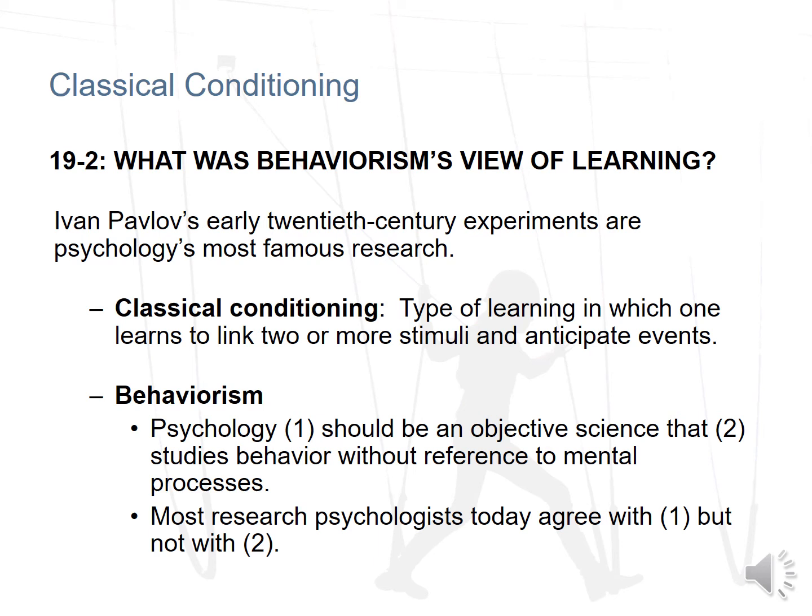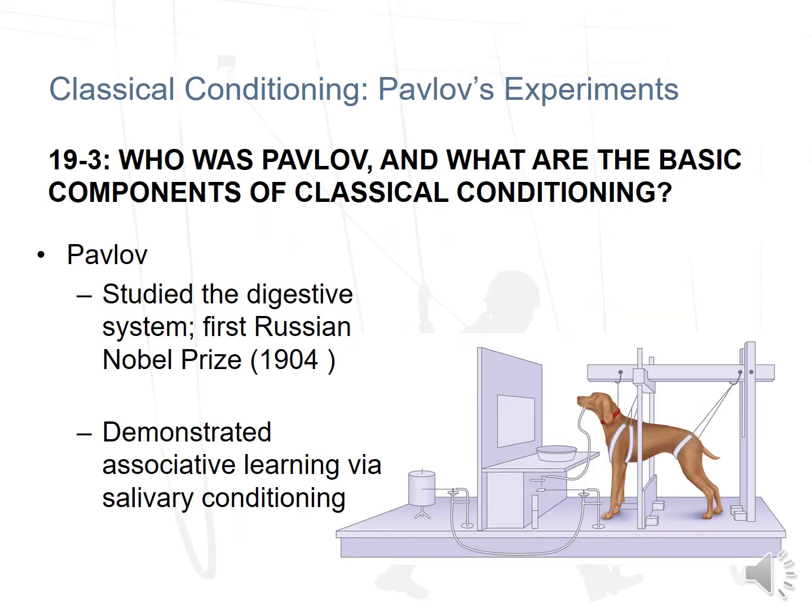What was behaviorism's view of learning? Ivan Pavlov's early 20th century experiments are psychology's most famous research. In classical conditioning, a type of learning in which one learns to link two or more stimuli and anticipate events, behaviorism holds that psychology should be an objective science that studies behavior without reference to mental processes. Most research psychologists today agree with number one, but not with number two. In other words, we must study behavior and mental processes together.